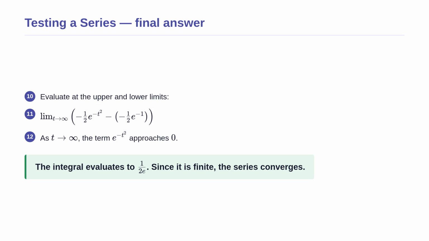As t approaches infinity, e raised to a massive negative number shrinks exactly to 0. The second term is just a constant. This leaves us with 0 plus 1 over 2e, which equals exactly 1 divided by 2e. Because our improper integral evaluates to a finite number, the integral test guarantees that our original infinite series also converges to a finite value. We have successfully solved the problem.